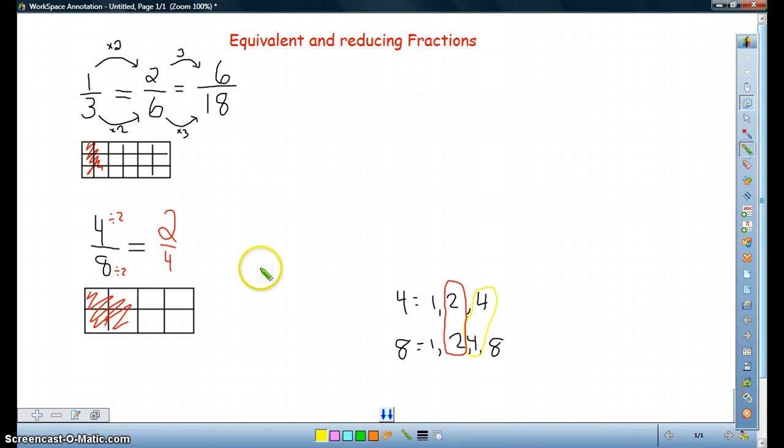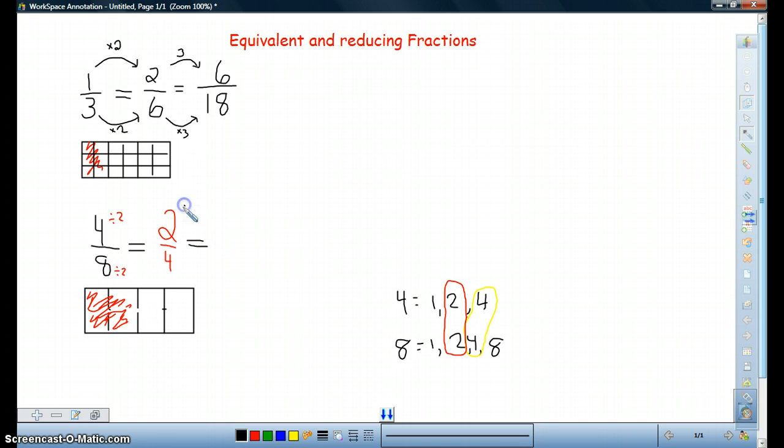And if I show that on my diagram, I'll just get rid of this middle line. And our diagram now has 4 slices. And there's still 2 of them colored in. We can reduce it down even further. So let's take this one step further and reduce it again.